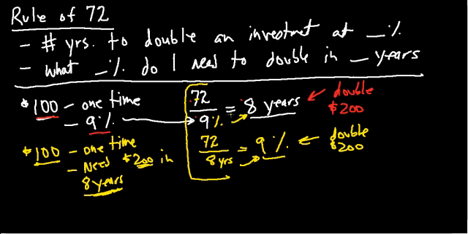Now, there are other rules. There's the Rule of 70 and the Rule of 69. We'll talk about those in other videos, so tune into those.